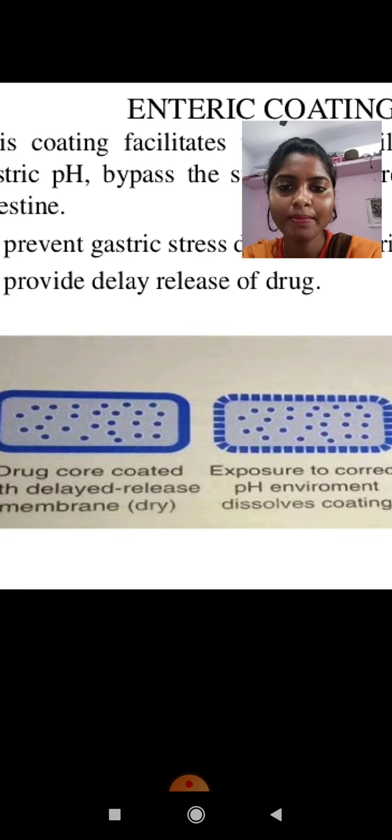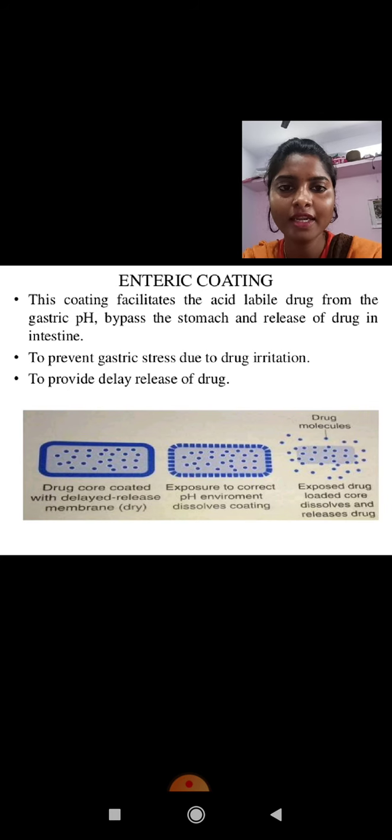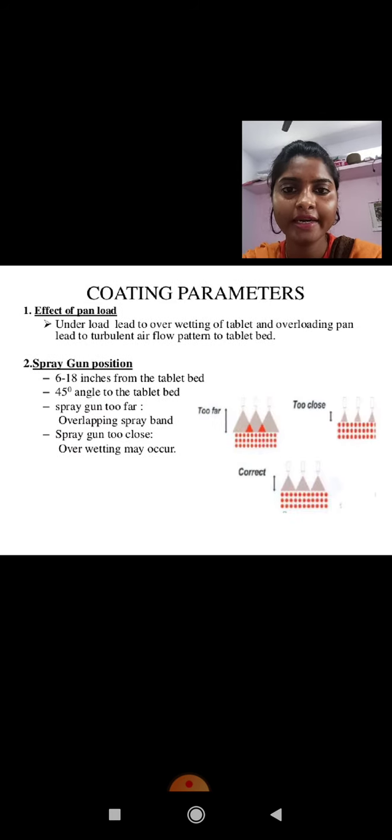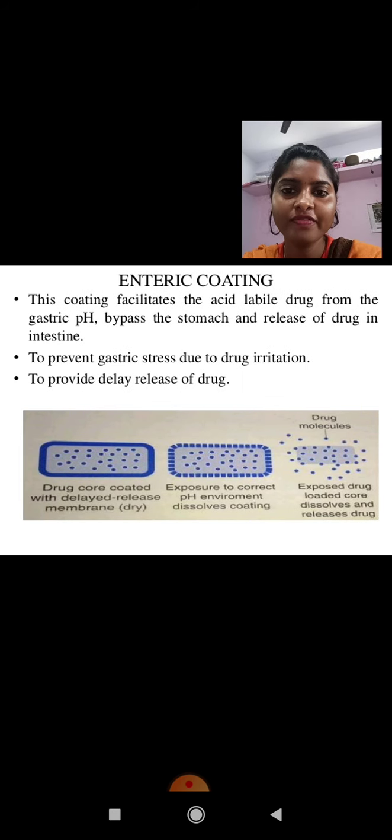This is the drug core coated with the delayed release membrane. So by applying this coating material, the drug release pattern will be delayed. These are the types of coating: film coating, sugar coating and enteric coating. Finishing.